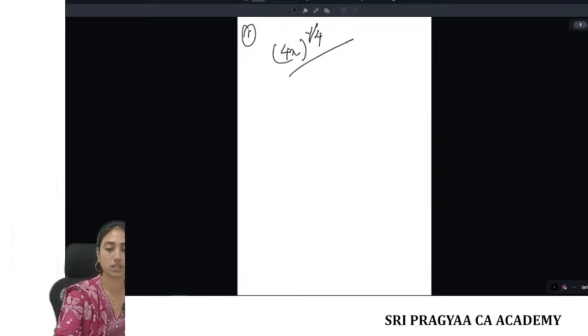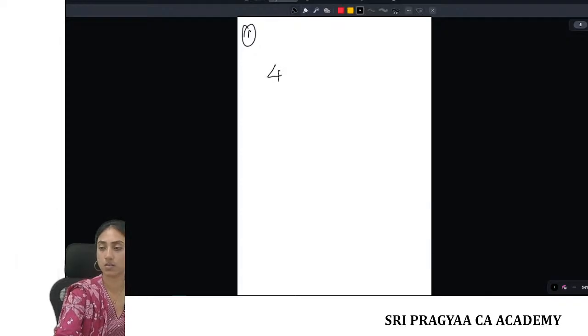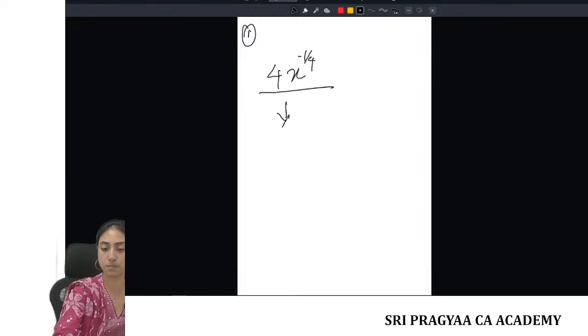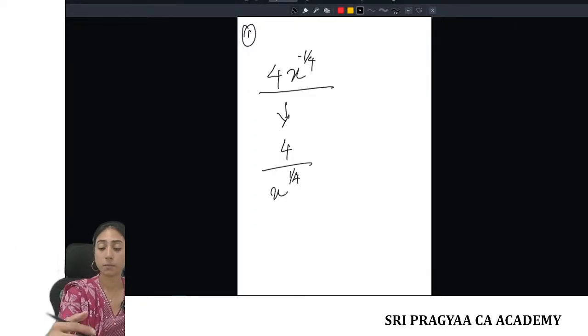Actually, sorry. I've written the question wrongly. All it says is 4 power 1 by 4. So this is different from what I wrote previously. This can be represented as 4 to the power 1 by 4. But earlier what I wrote was something different. This is the whole power.